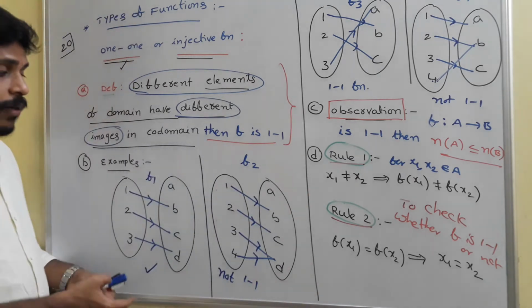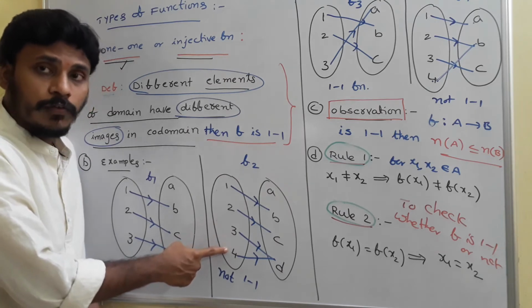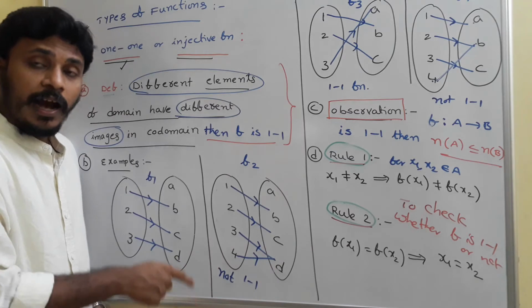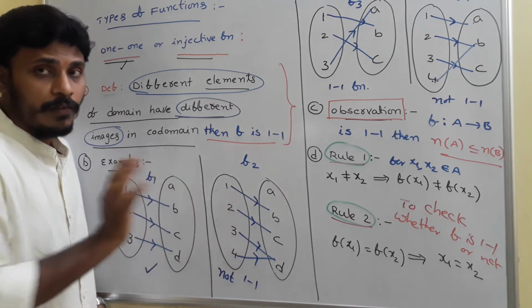Okay, see, just look here. 3 and 4 are different. 3 is not equal to 4, but f(3) is equal to f(4) is happening, and that's why it fails to become a 1-1.